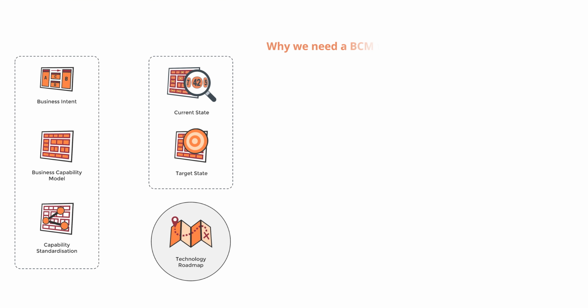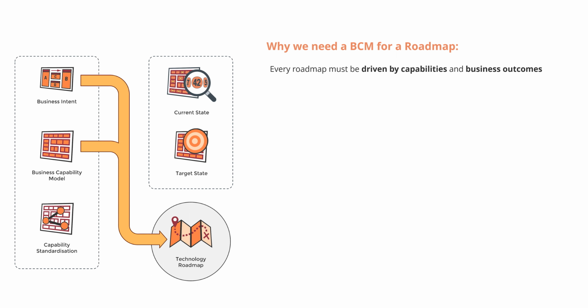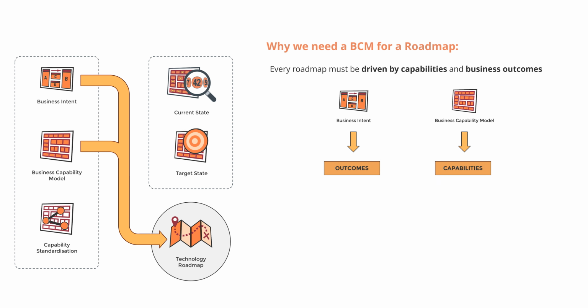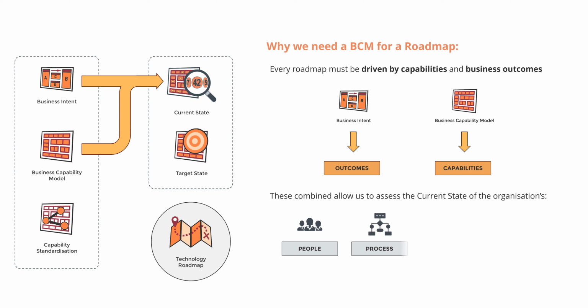support. So why do we need this model to develop a successful roadmap? Firstly, philosophically, we believe every roadmap must be outcomes and capability driven. The first step in the roadmap process, business intent determination, covered in video 2, gives us the outcomes. This step gives us the capabilities. Armed with both, we can then assess the current state of their capabilities, people, process, data, and technology, to see if they can support the design outcomes. And if not, what needs to be uplifted in the capability to do so.